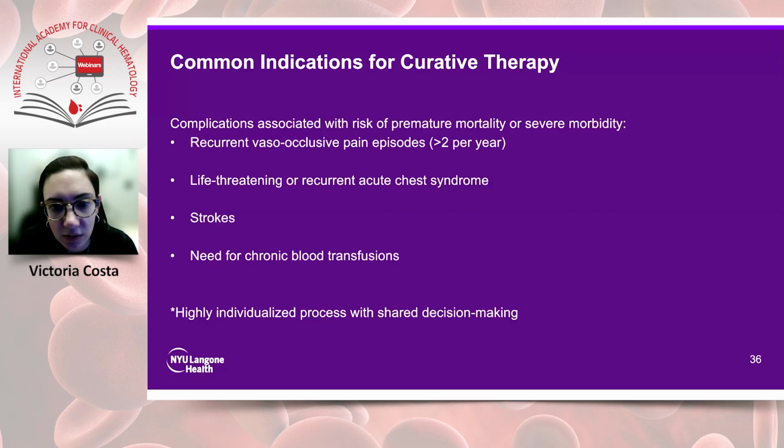The common indications for curative therapy include recurrent vaso-occlusive pain episodes, more than two per year, life-threatening or recurrent acute chest syndrome, strokes, and the need for chronic blood transfusions. And these are just some of the common ones. It really is patient dependent, and there's some less common reasons. And so it's really a highly individualized process, with long discussions between the provider and the patient about what they feel would be best for them based on their disease state.